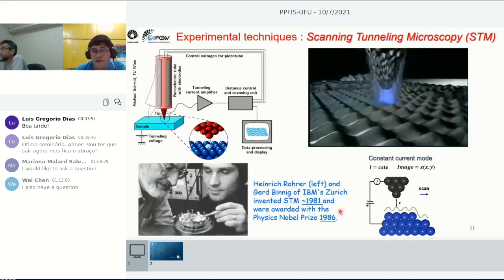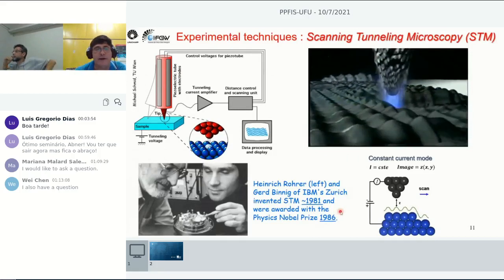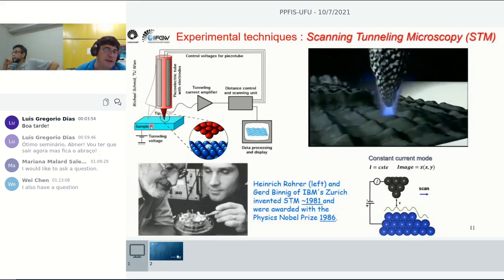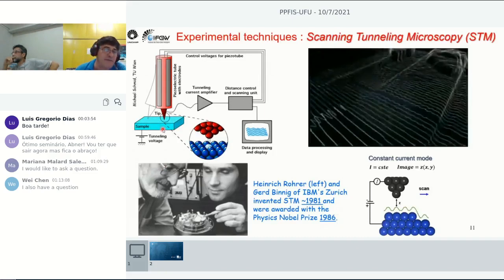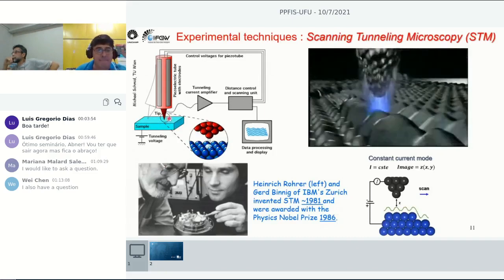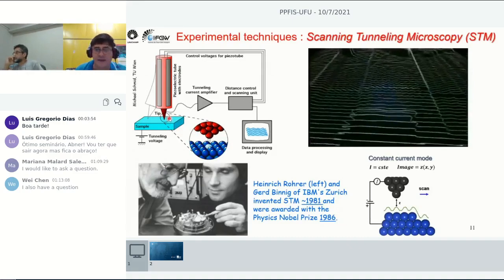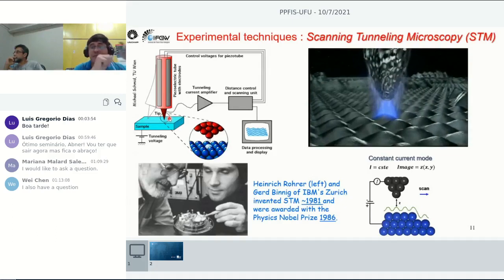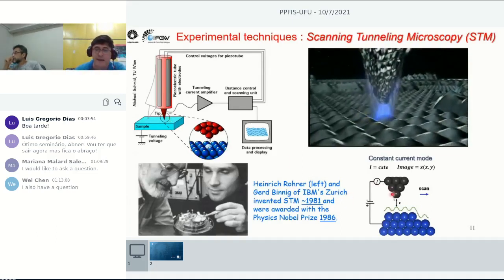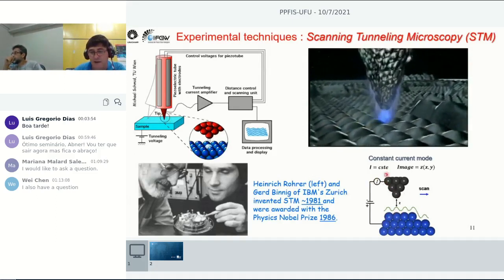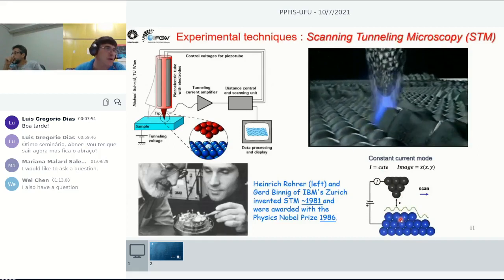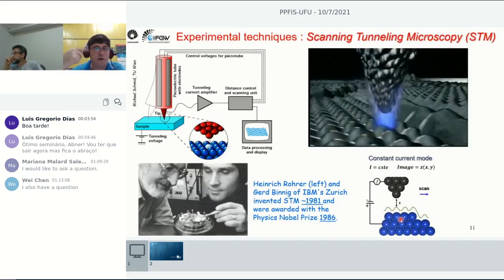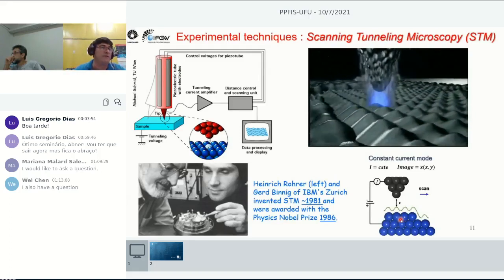Basically, you can do a lot with this, but to do what we call imaging of the surface, we approach a very sharp tip, typically a metallic tip, to the surface, and we establish what we call a tunneling junction. That means we are close enough to have tunneling of electrons from the surface to the tip, or from the tip to the surface, depending on the direction of the bias that you apply. That establishes a flux of current, a tunneling current, and you can use this current to control the distance between tip and surface. In fact, you control the current, for example, to make this tunneling current constant.